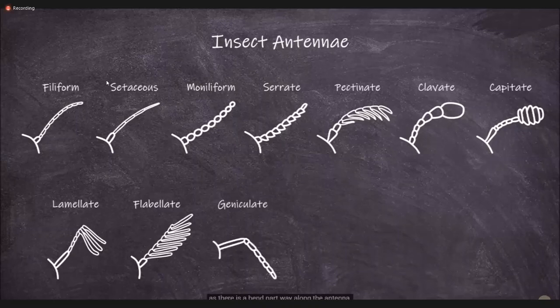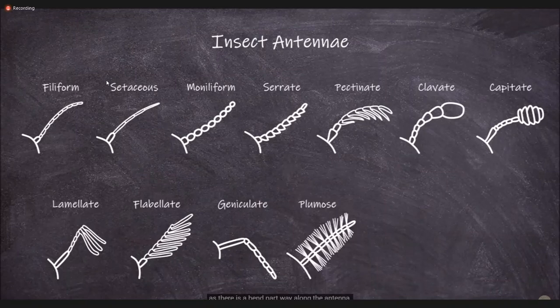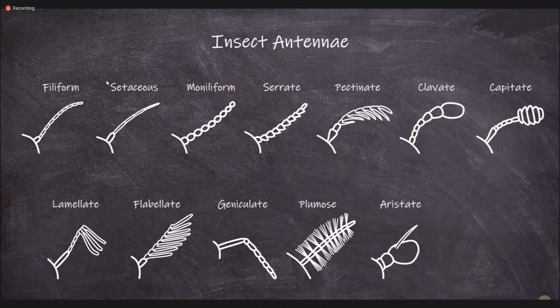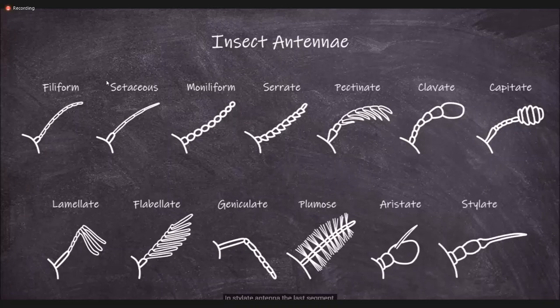Geniculate antennae are elbowed, as there is a bend partway along the antenna. Plumose antennae have fine thread-like branches called setae coming off each of the segments, giving a feather-like appearance. Aristate antennae consist of a single enlarged segment of the flagellum that bears a bristle called the arista. In stylate antenna, the last segment of the flagella is called a style, as it is elongated and thin.